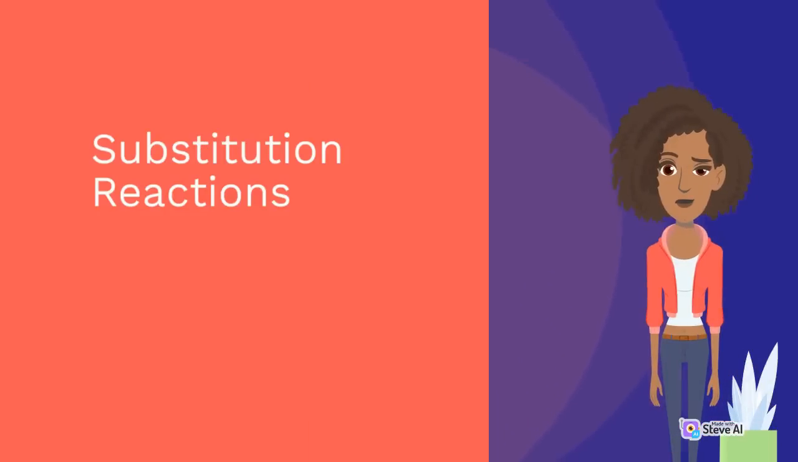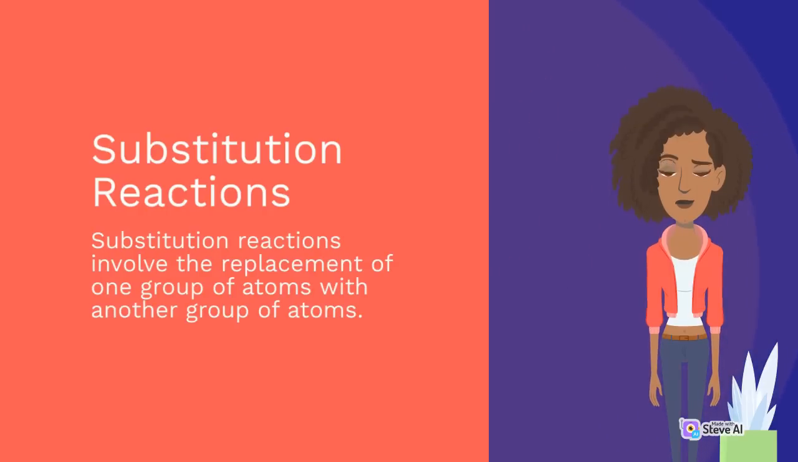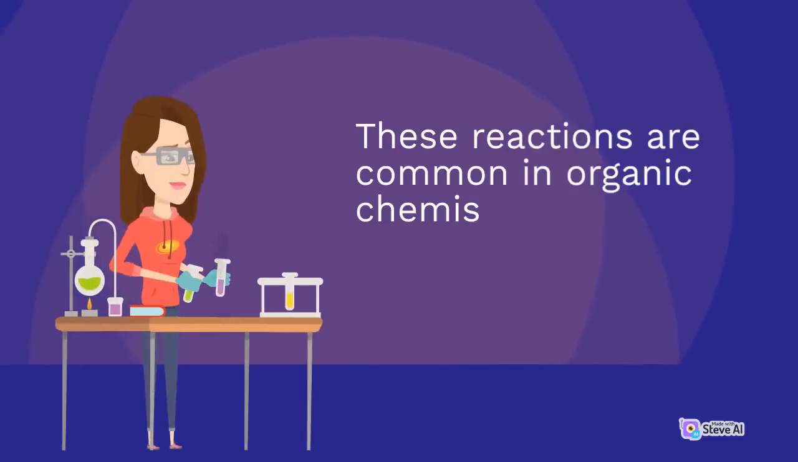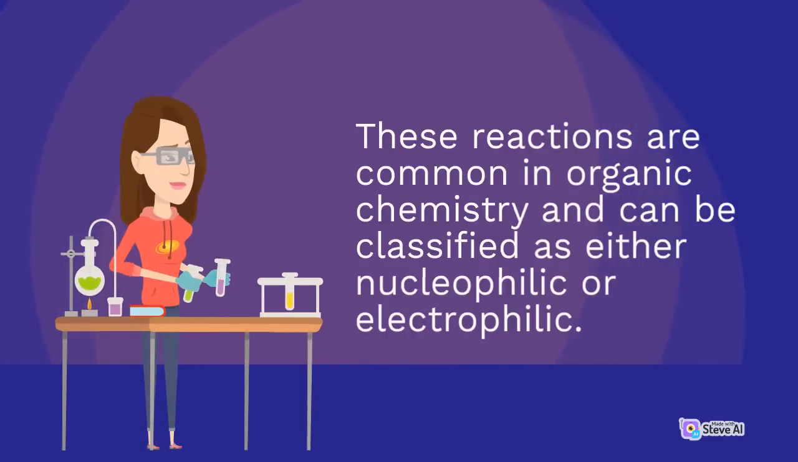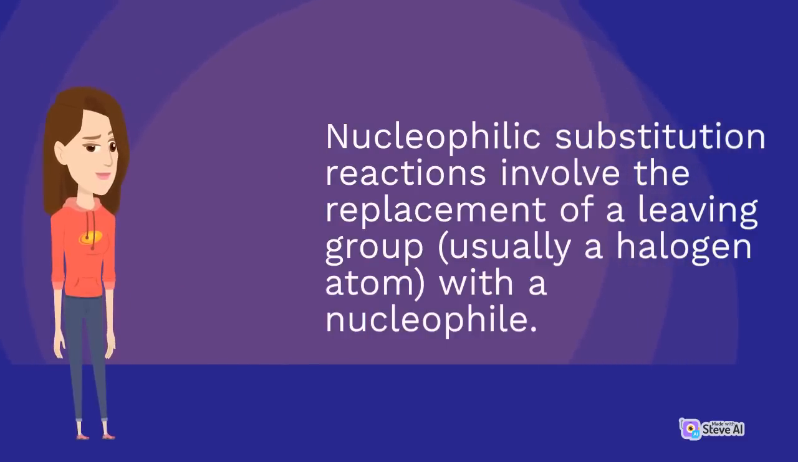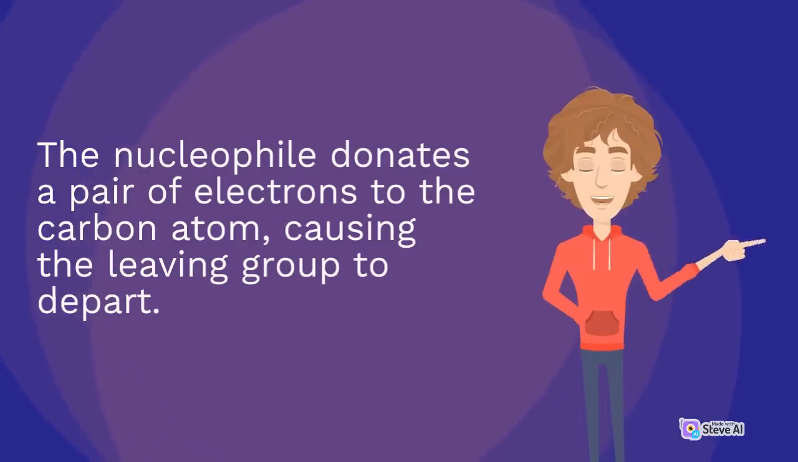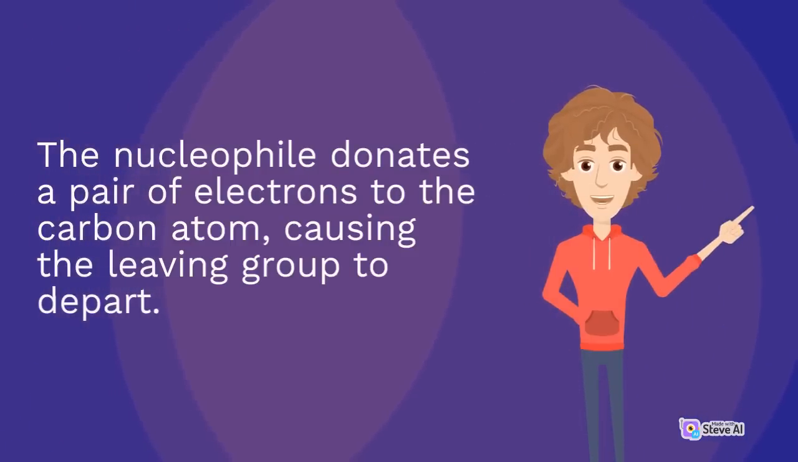Substitution reactions. Substitution reactions involve the replacement of one group of atoms with another group of atoms. These reactions are common in organic chemistry and can be classified as either nucleophilic or electrophilic. Nucleophilic substitution reactions involve the replacement of a leaving group, usually a halogen atom, with a nucleophile. The nucleophile donates a pair of electrons to the carbon atom, causing the leaving group to depart.